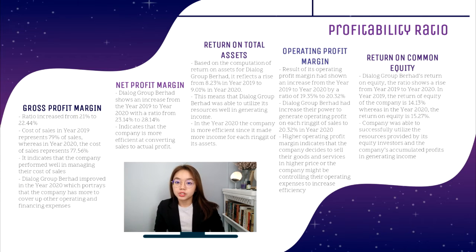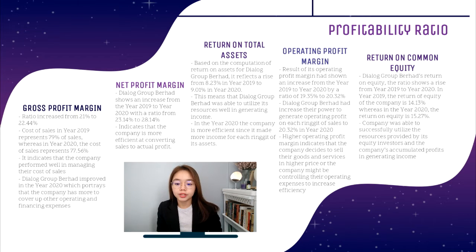The operating profit margin ratio is commonly used to analyze the company's productivity of its assets in providing returns to both of their creditors and stockholders. As for Dialog Group Berhad, the result of its operating profit margin had shown an increase from the year 2019 to year 2020 by a ratio of 19.35% to 20.32%. This means that Dialog Group Berhad had increased their power to generate operating profit on each ringgit of sales to 20.32% in year 2020.